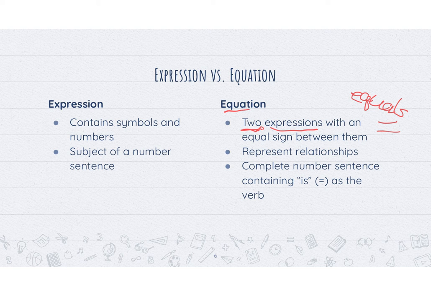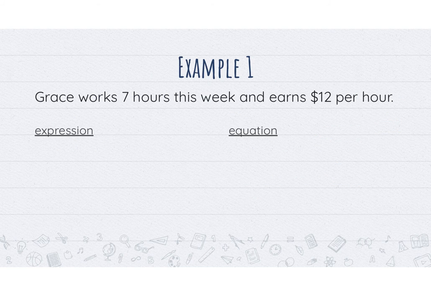The equation will represent relationships, and we think of it in math writing as a complete sentence where the equal sign is the verb, and we think of the expression as a subject in the number sentence. So let's work a couple examples to make sure we understand the difference between an expression and an equation and how they are used. So here's our first example.